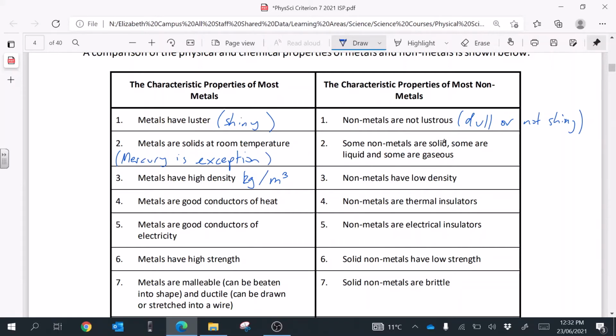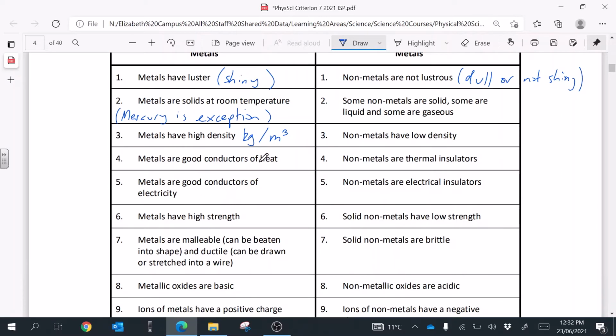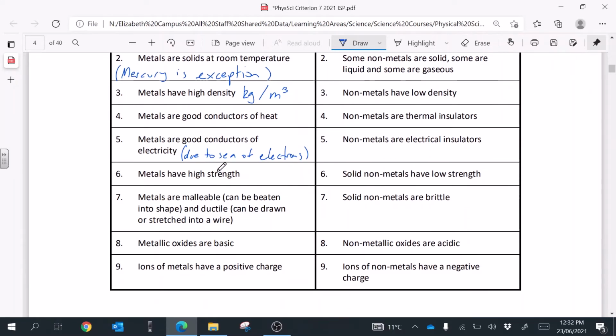Metals are good conductors of heat. We'll speak about that a bit more. They are also good conductors of electricity because of the sea of electrons. The electrons are able to move throughout the lattice, carrying charge. That's a key concept that we'll keep on coming back to. Metals have high strength. Metals are malleable, can be beaten into shape, and ductile, can be drawn or stretched into wire.